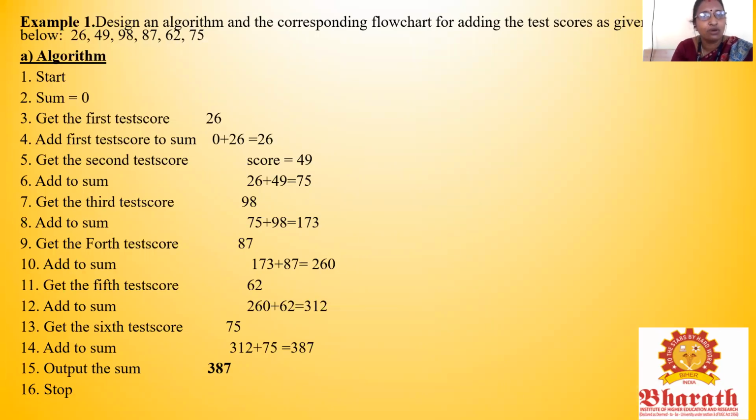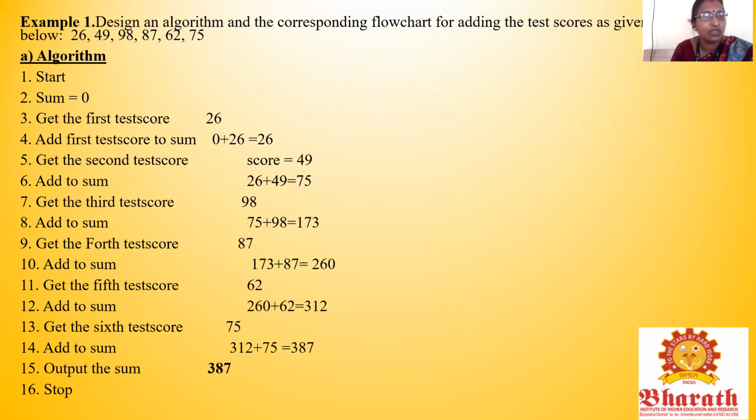So let us design an algorithm to add the scores. What we'll be doing: first we'll start the algorithm and initialize the sum value as 0. Get the first test score from the keyboard, add the first test score to the sum value. Once the sum is partially updated, get the second test score, add to the partial sum, get the third test score, add to the partial sum, get the fourth test score, add to the sum value, get the fifth test score, add to the partial sum, get the sixth test score, add to the partial sum, then output the sum value, because we had only 6 inputs.